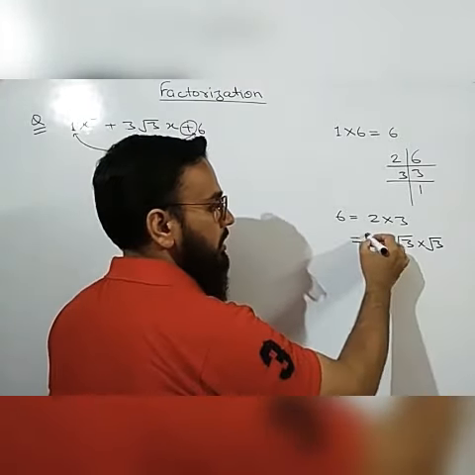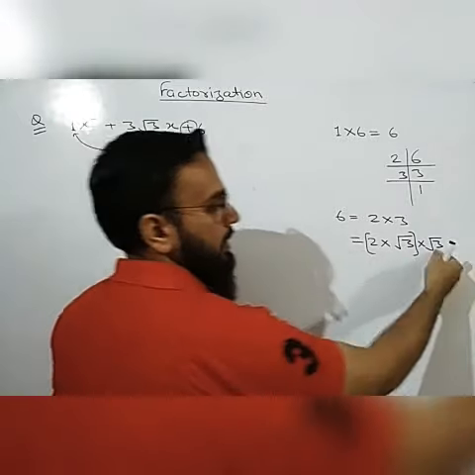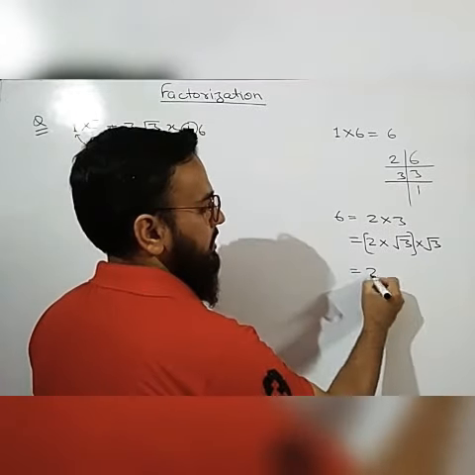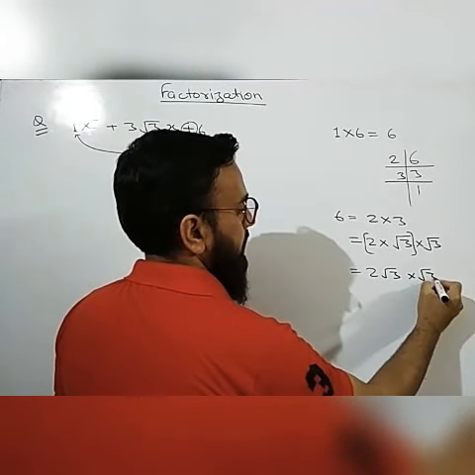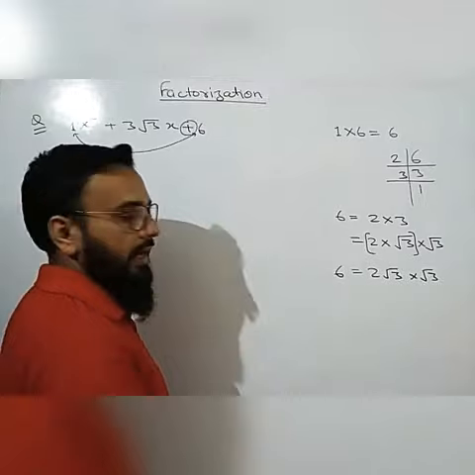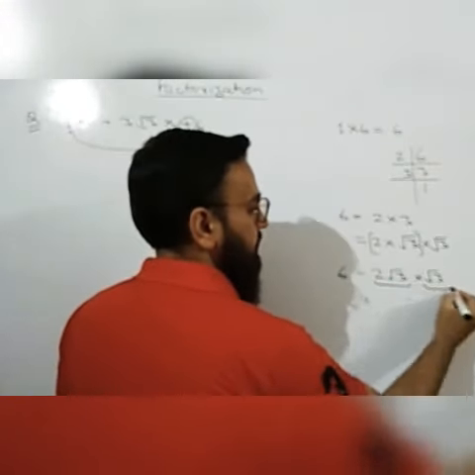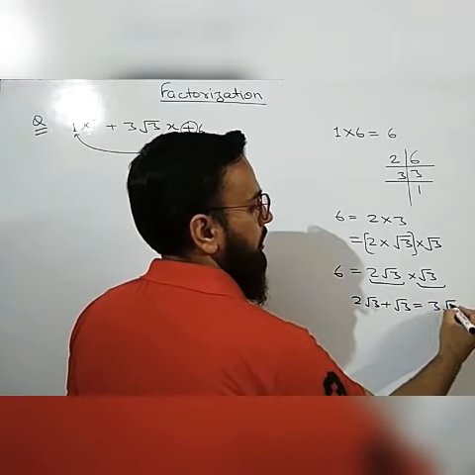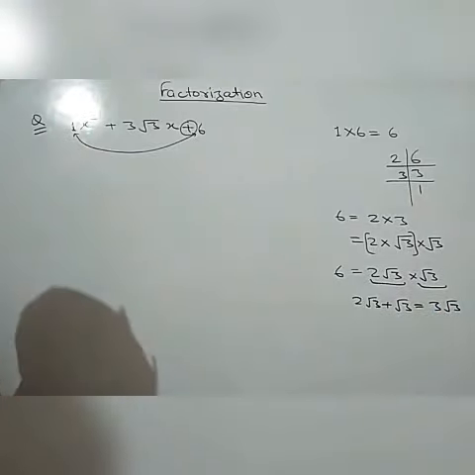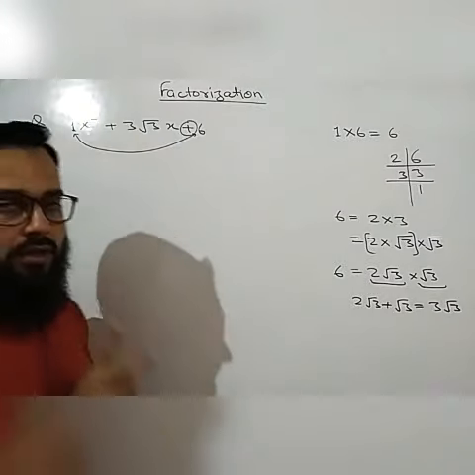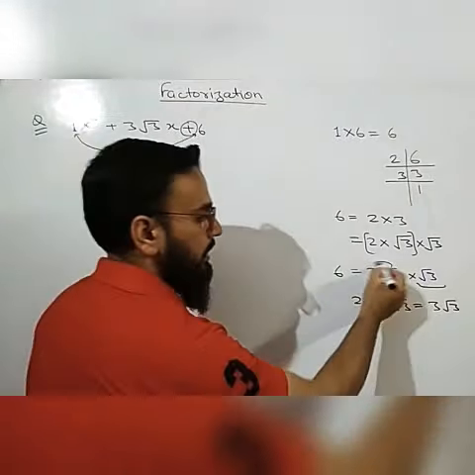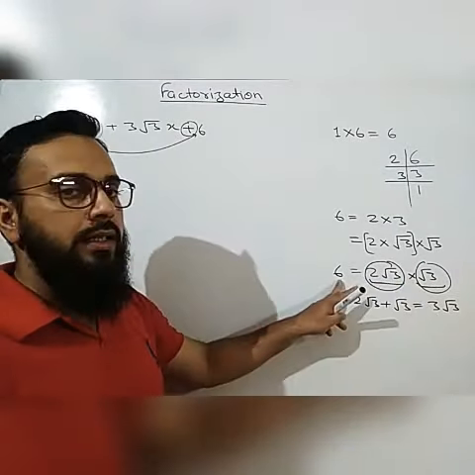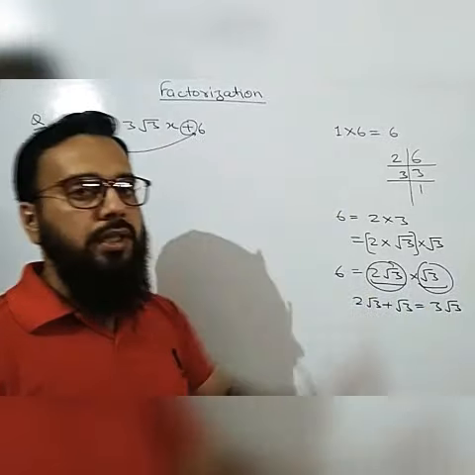Now if we consider these two factors together and let root 3 be a separate term, then what will happen? We can write it as 2 root 3 into root 3, that is equal to 6. And what will be the addition of these two terms? If we add 2 root 3 plus root 3, it will be equal to 3 root 3. Clear? So we get the two numbers. What are those two numbers? These are the two numbers, 2 root 3 and root 3. Their multiplication is equal to 6 and their addition is equal to 3 root 3.